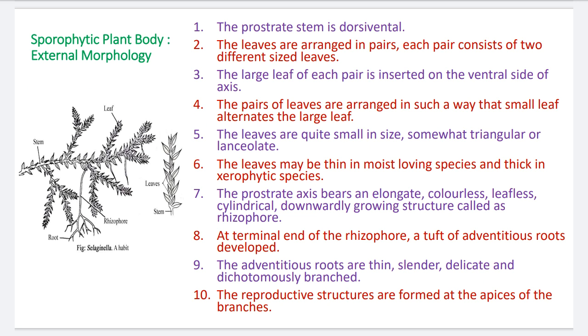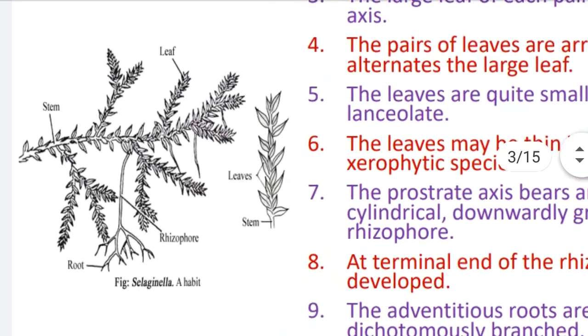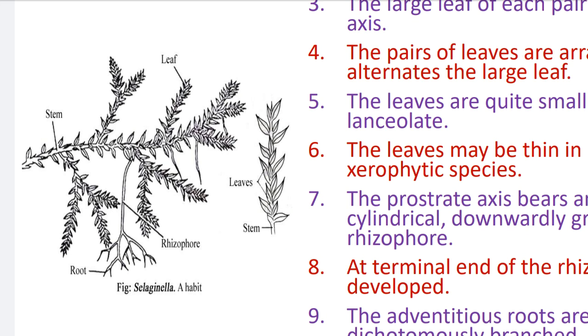The reproductive structures are formed at the apices of the branches. Okay, you see in the diagram at the tip of each branch shows the compact masses of leaves. Those compact masses of leaves are nothing but the spore producing structures called strobili. Okay, so this is the diagram about the Selaginella habit.